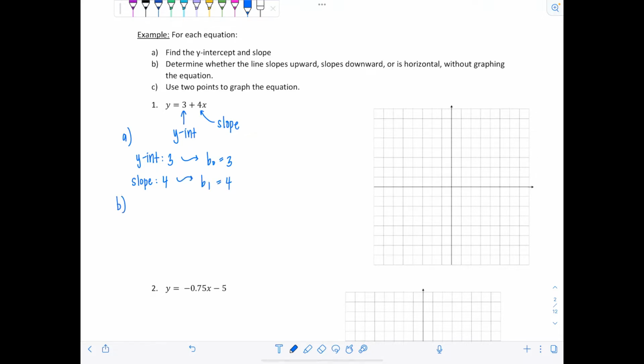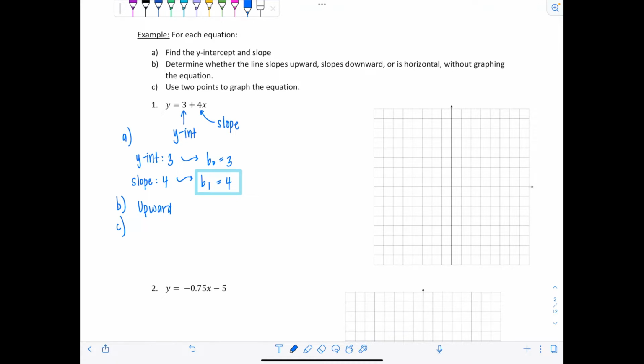All right, now without graphing, can you tell which way the line is going to slope? Upward, downward, or horizontal? Well, how would you figure that out? You would look at the slope. Since the slope is a positive number, then that means the line is sloping upward. Okay, and then lastly, we're going to use 2 points to graph the equation. So if you remember how to graph using the y-intercept and the slope from your algebra classes, you can do that. Or I'll show you something else if you haven't had algebra in a long time. So we know the y-intercept is equal to 3.